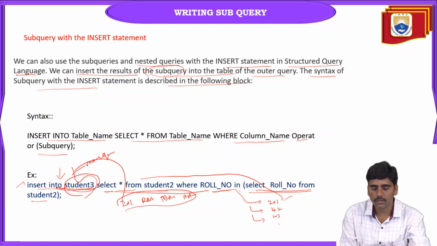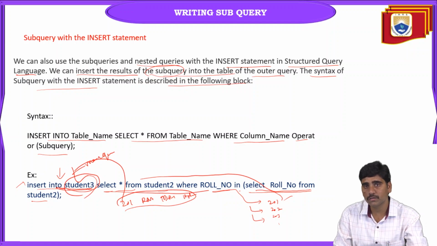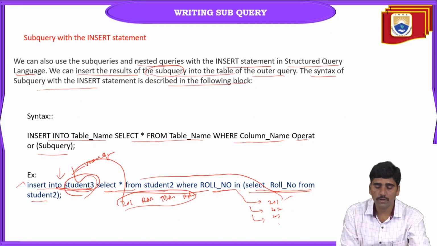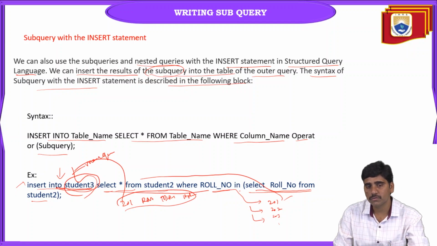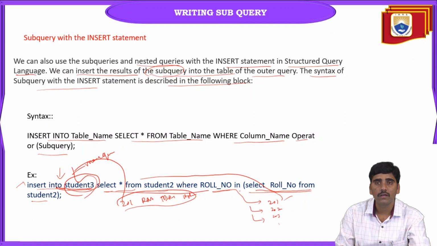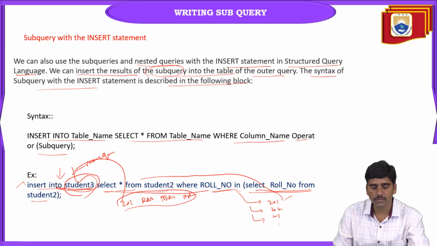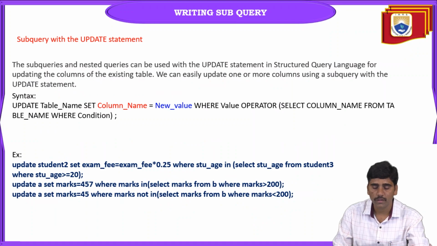So like that all the details will be displayed here, and all these values are going to be inserted into the next table, the student3 table. This is the way we can insert values from the result of the subquery. The subquery result will be acting as the inserting values for the main query.